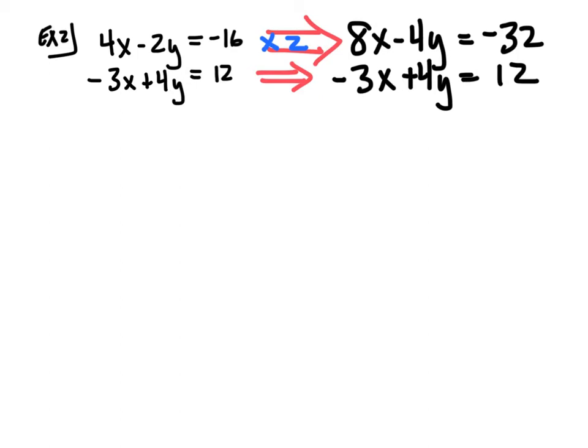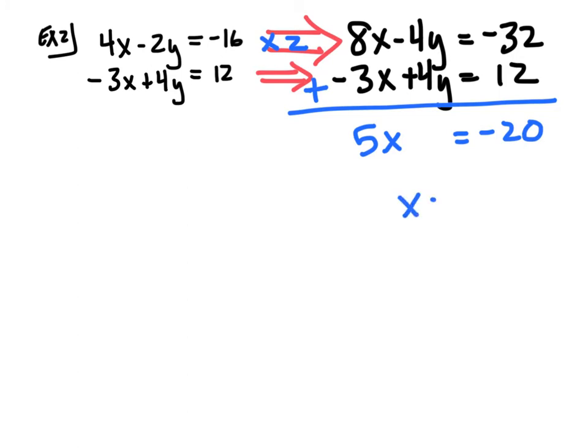Whenever I add these equations, I get 5x plus 0 is equal to negative 20. Divide by 5, and x equals negative 4. Now I just go back to either of my original equations. I'll just plug it into the first one.